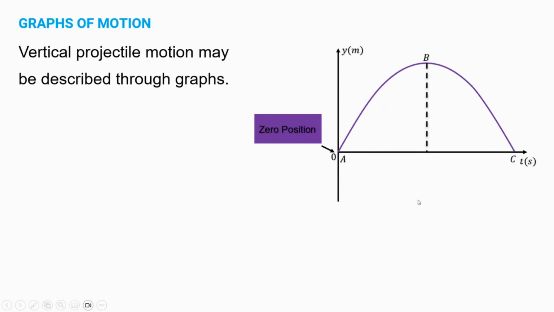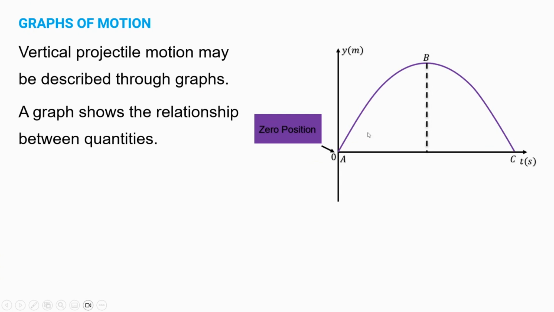Welcome back. Let's discuss graphs of motion. Vertical projectile motion may be described through graphs. Like we have this graph here, which is showing us a relationship between two quantities, which is the displacement or position versus time.